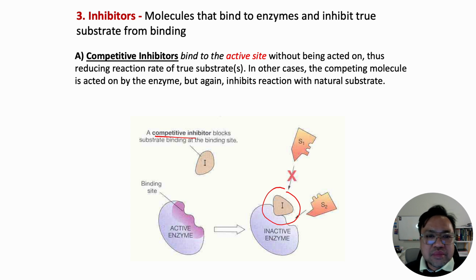The diagram shows on the left the enzyme has an open binding site ready for the substrate. The inhibitor nearby, labeled I, competes with the substrate for this binding site. On the right side, the inhibitor binds to the active site, turning the enzyme inactive because the natural substrates S1 and S2 cannot bind. Here's the overall impact.